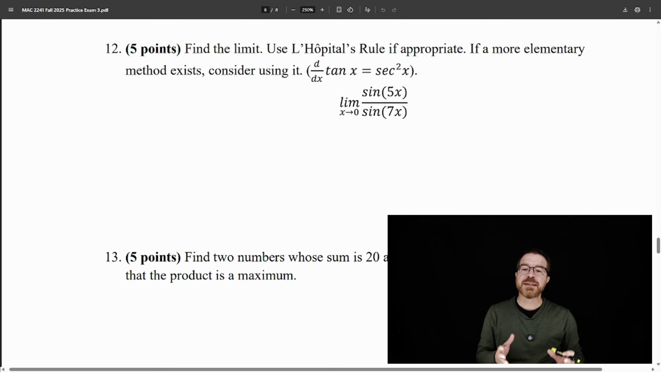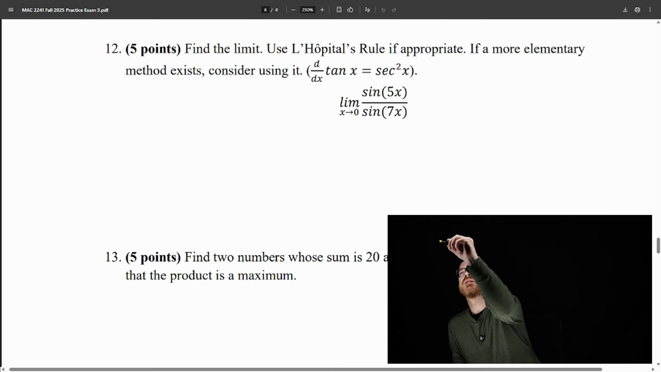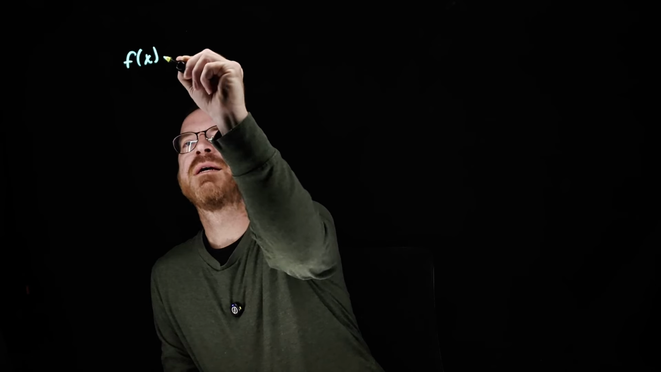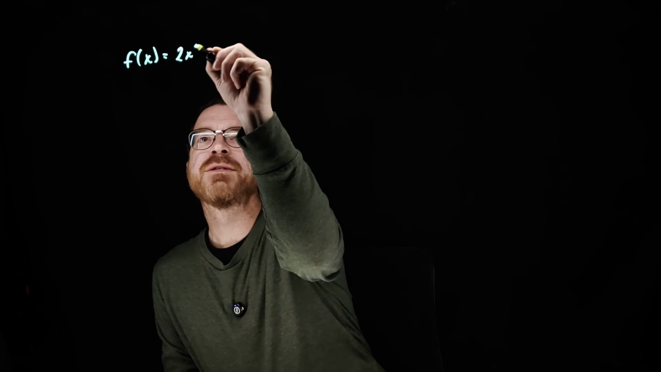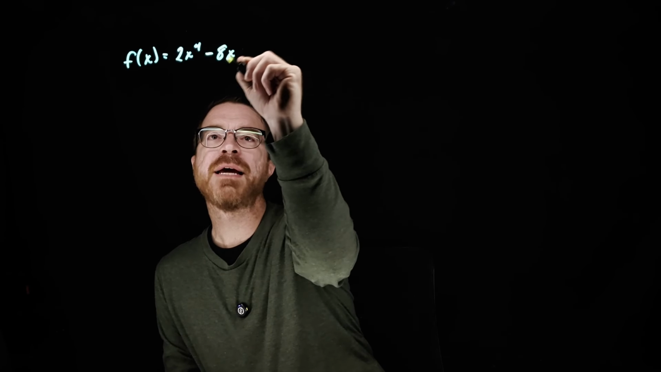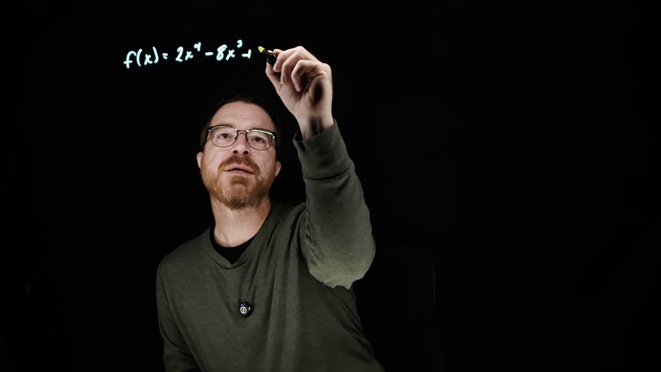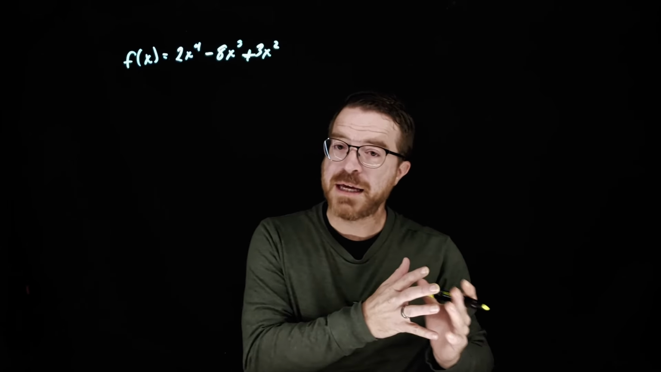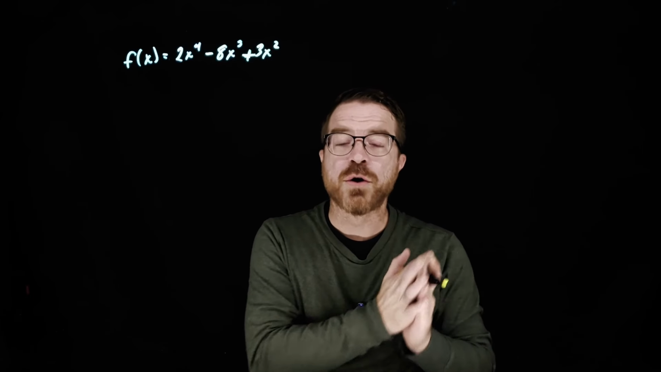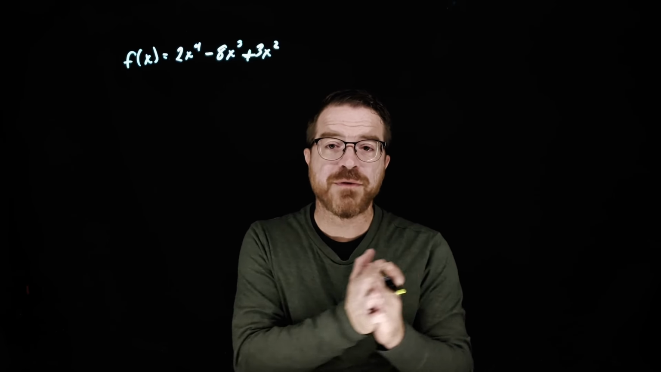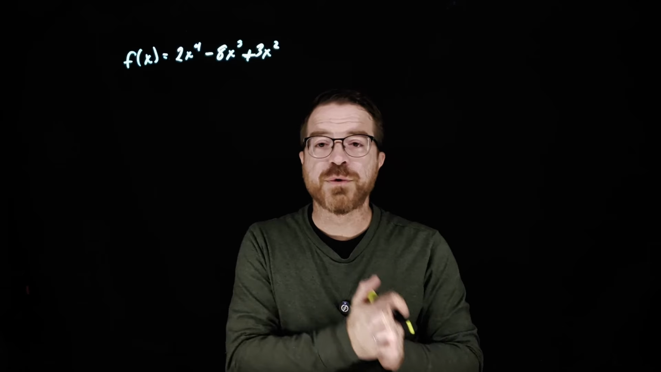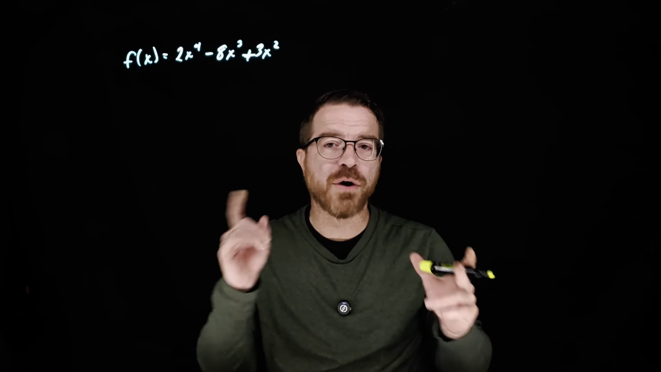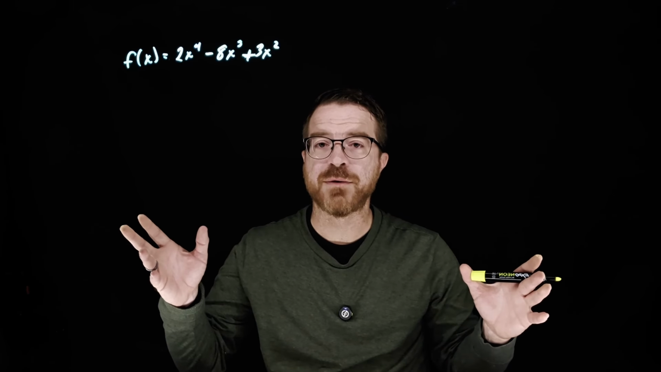So for problem 5, it says to find the critical numbers of the function, and if the answer does not exist, write DNE. So our function that we have is f of x equals 2x to the fourth power minus 8x cubed plus 3x squared. Now, if you remember, just like last time, the critical values are going to be where our derivative is equal to 0 or our derivative does not exist. Now, in this case, there are no boundaries to this problem, so we don't have to worry about our boundaries.